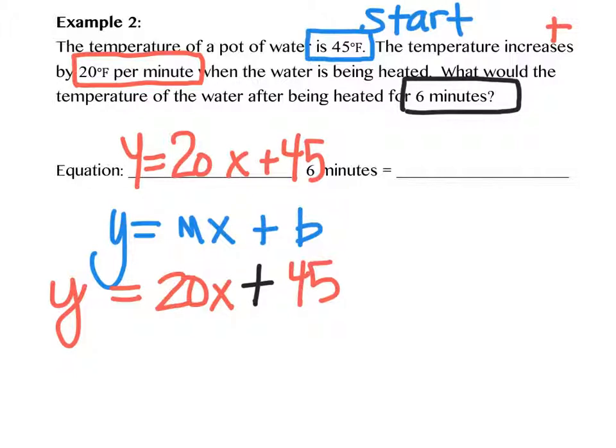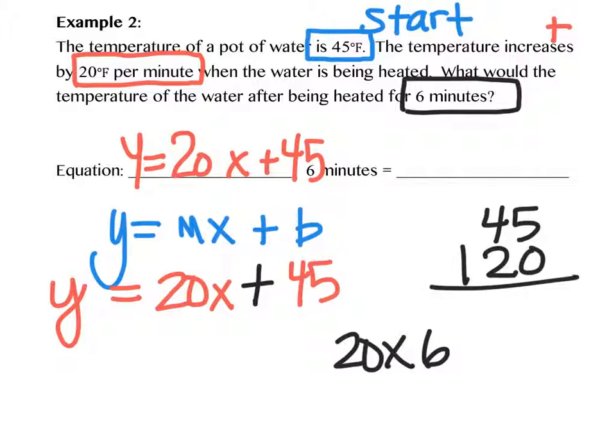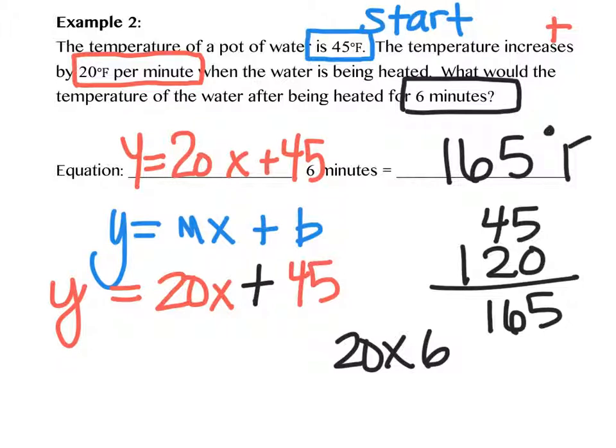If I look at the equation, or I can think about the problem in general, the water temperature is already 45 degrees. I can either keep adding the number 20 6 times, or I could just figure out in my brain what is 20 times 6. 20 times 6 is 120. So altogether, that's going to be 165 degrees. So my answer for 6 minutes is 165 degrees Fahrenheit.